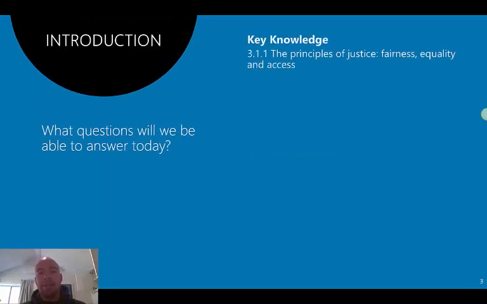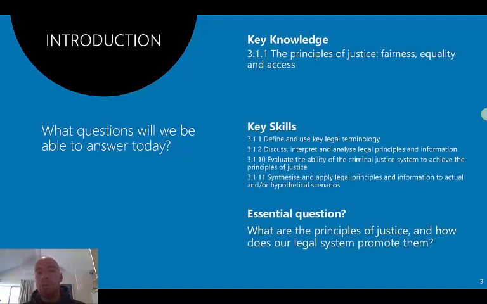We are looking at Unit 3, Area of Study 1.1 today, which are the principles of justice: fairness, equality, and access. Why these are really important is if we look particularly at skill 3.1.10 that we'll have to do at the end of this unit. This whole unit builds up to us needing to evaluate the ability of the criminal justice system to achieve the principles of justice.